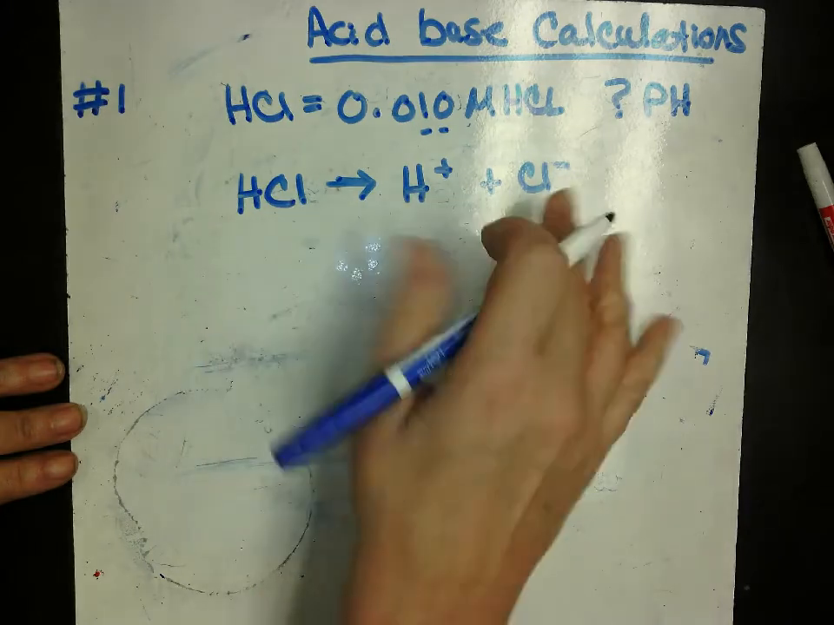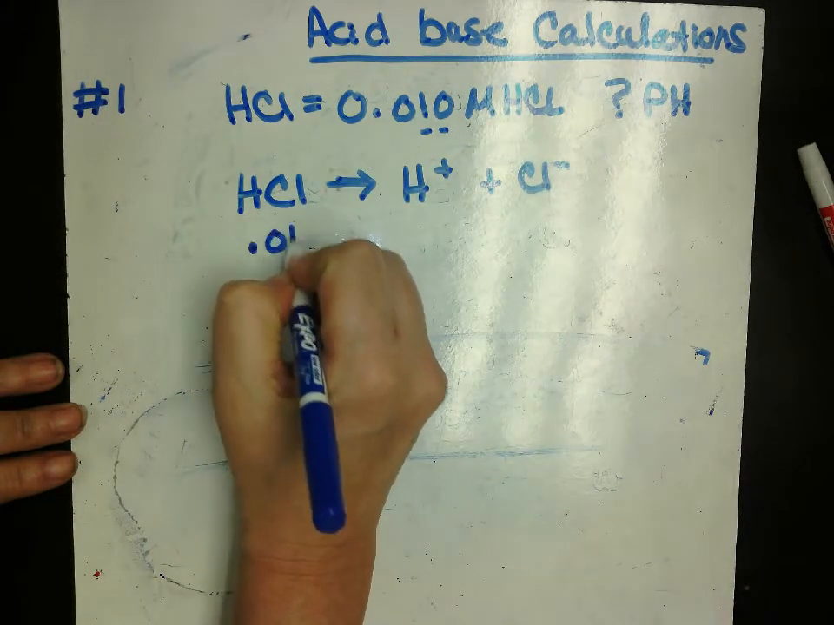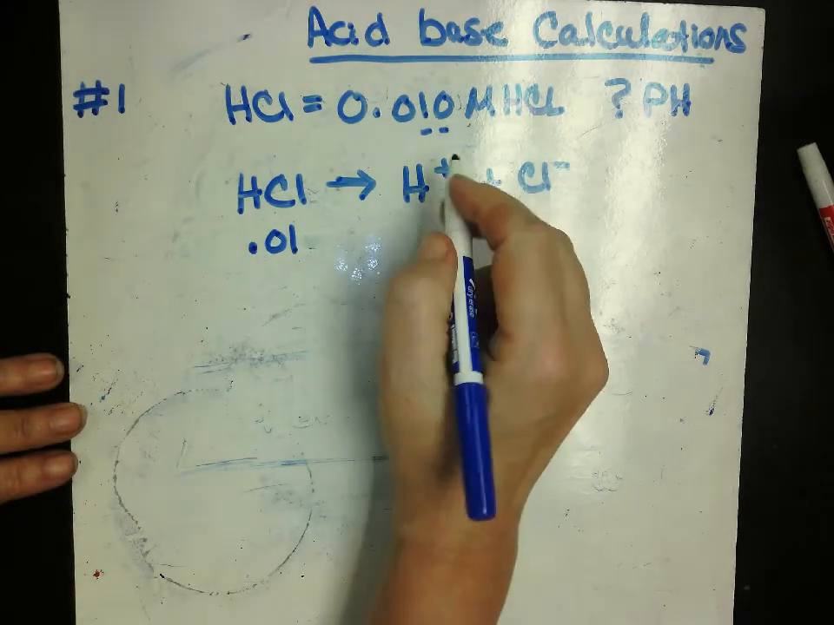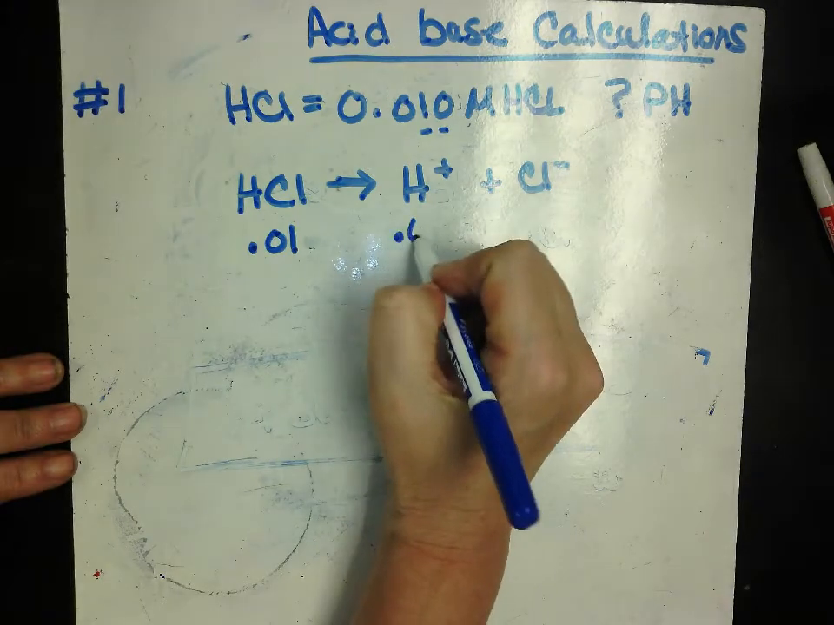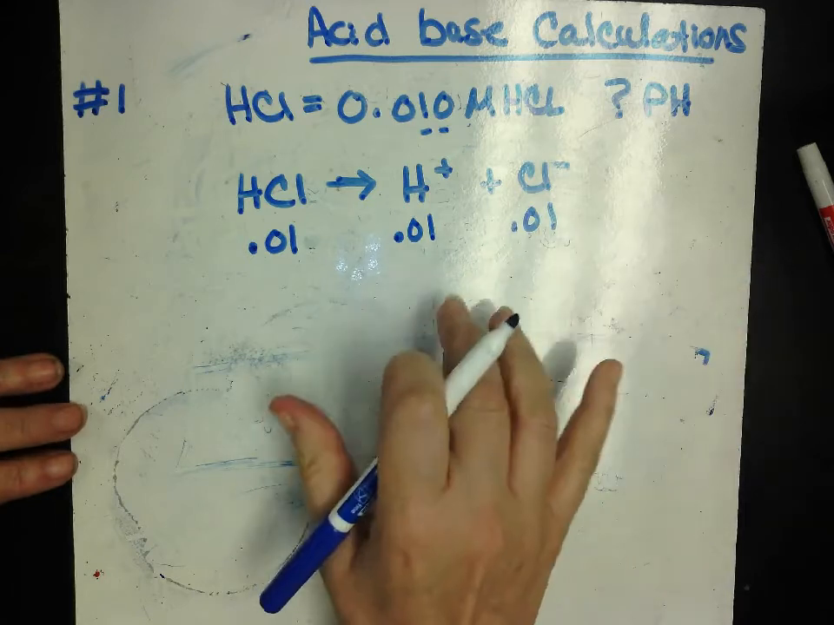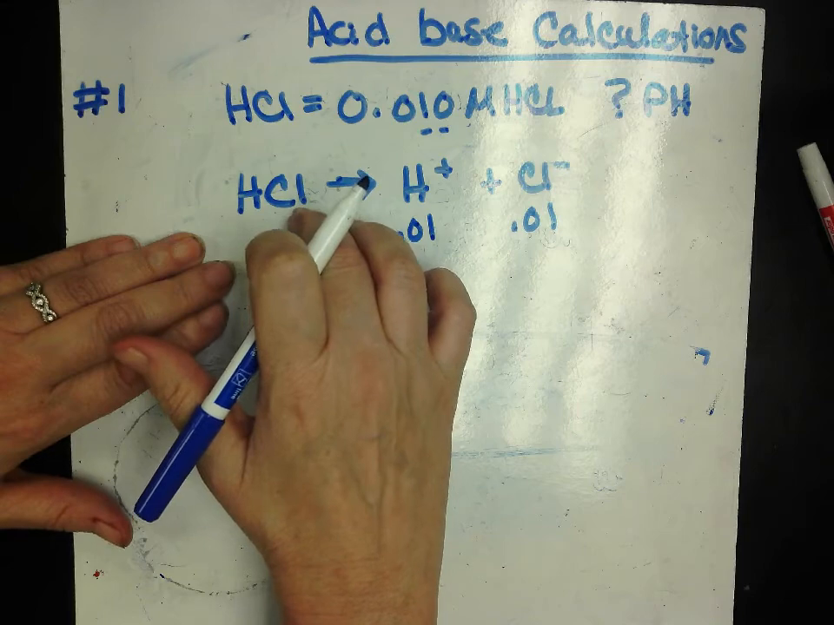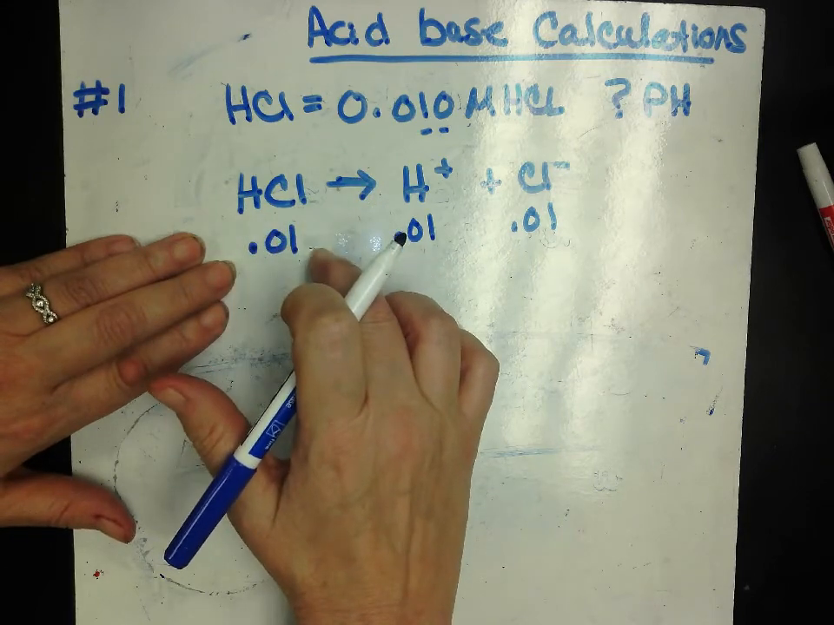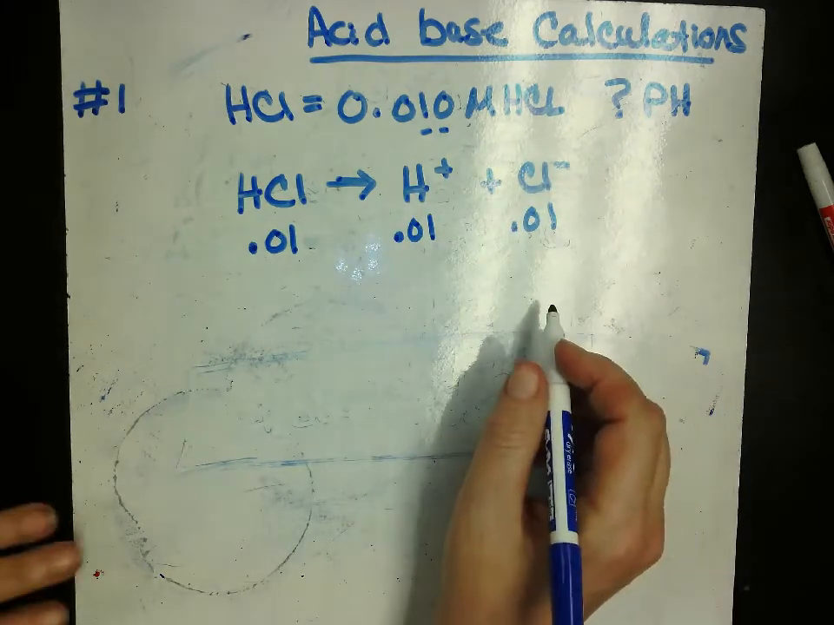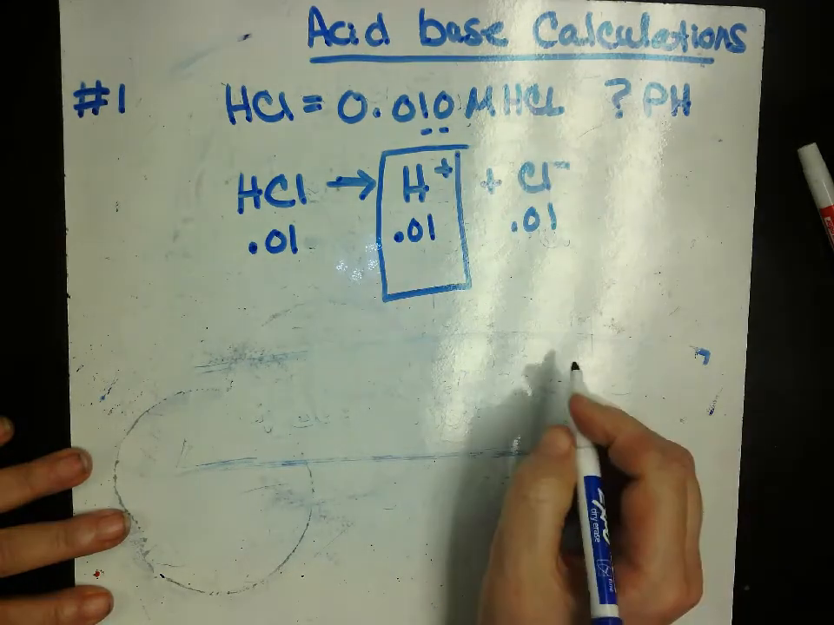Okay, so what are my concentrations here? Well, I started with 0.01 molar HCl, and then it breaks apart into 0.01 molar H+ and 0.01 molar Cl-. Because this is 1 mole, 0.01 moles per liter, it broke up into 0.01 and 0.01. There's not a multiplication factor there at all. So what I found was my H+ ion.